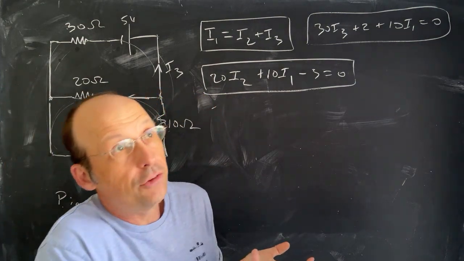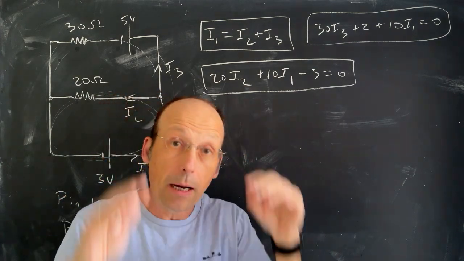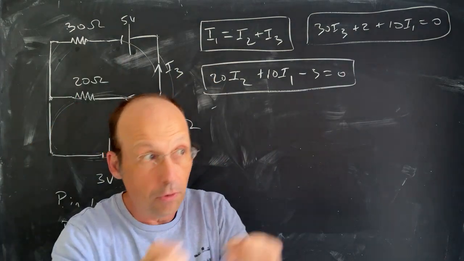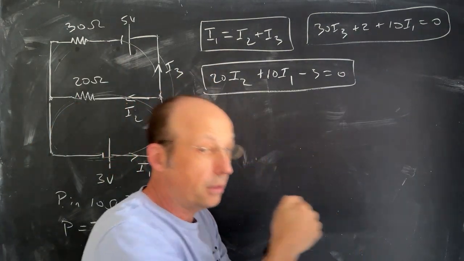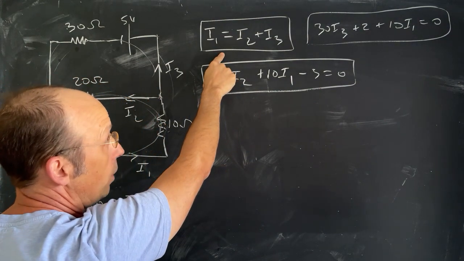You could make a matrix, you could take the inverse of a matrix, you could set up a system of linear equations, but I'm just going to use the tried and true method of solving for a variable and plugging into the other equations. That's what I'm going to do. Okay, so here I have I1 equals.